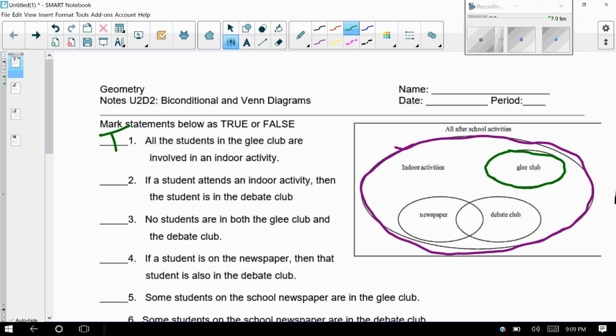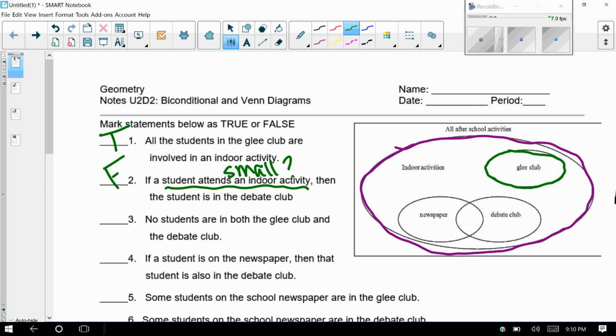So let's look at number 2. If a student attends an indoor activity, that one has to be the smaller circle inside, like after the then. So inside of the then. Then the student is in the debate club. So is this one, students attend an indoor activity, the smaller circle contained in it? Let's look at it. Attend an indoor activity. Is this inside the debate club? No, it's the opposite way, right? So this one is false.